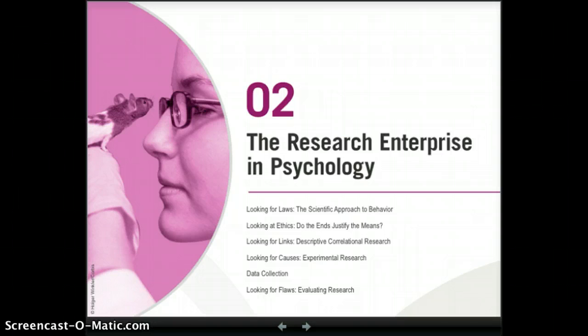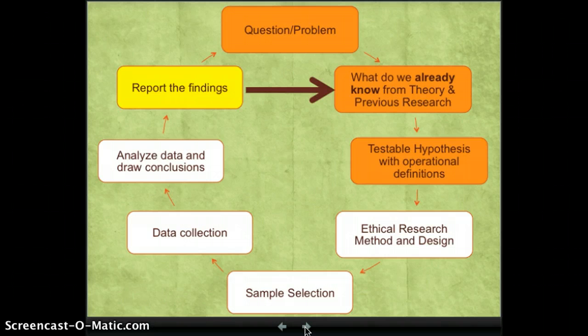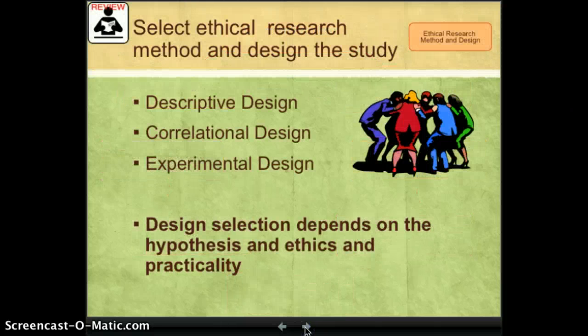Chapter 2, Psychological Research. This video focuses on correlational research methods. We've been discussing the research process. We are working on the ethical research method and design step. There are 3 different types of research designs: descriptive, correlational, and experimental.